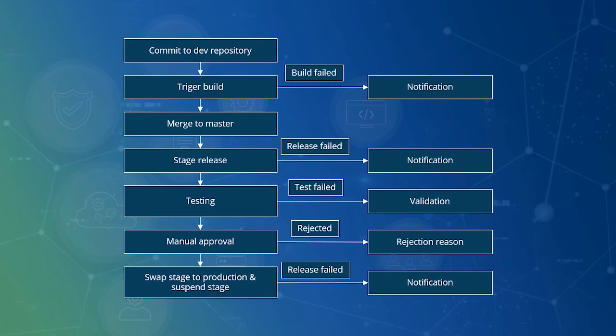For example, in case there is a failure identified in any of the processes, which include build, release, and test, it passes through a process of notification and validation. Once testing is successful, the release process will require manual approval. If manual approval is rejected, that particular release will be rejected along with release notes. But if manual approval is granted, it will move from the current stage to the production stage. And finally, it will suspend the previous stage. But in case there are some issues because of which the release failed, a notification will be created which will be passed on to the right team member who will take care of rectifying the issues.